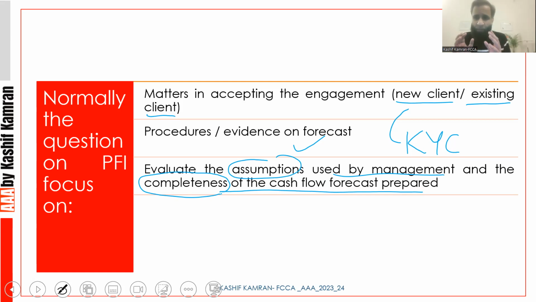Because remember that when you are evaluating a cash flow, what is the risk? The risk is that the cash receipts will be overstated, the cash inflow will be overstated, and the cash outflow will be understated. So keep in mind that risk, that the management overstate the inflow, understate the outflow. Keeping that in mind, you will be able to evaluate the assumptions and the completeness of the cash flow prepared.